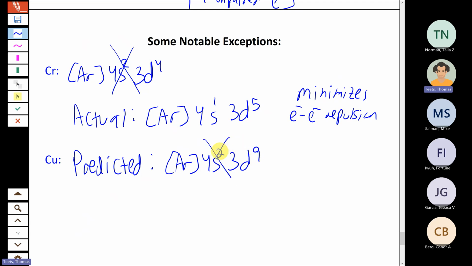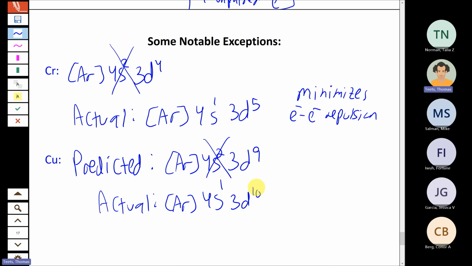But just like chromium, that one's not quite right. And we do really the same thing. We take an electron from our 4s orbital and bump it up into 3d. So it becomes 4s1, 3d10. We're not changing the number of electrons. It's still copper. It's still 29 electrons.